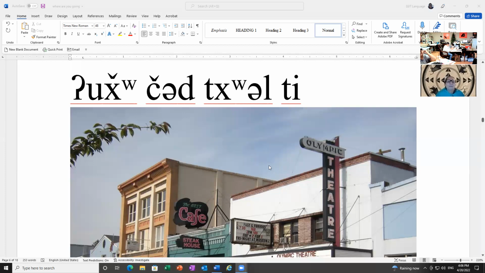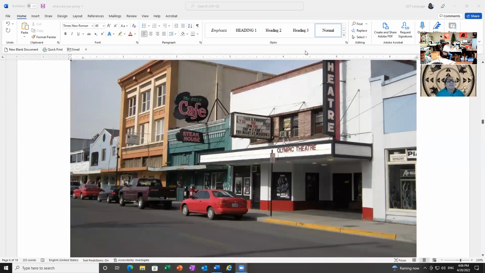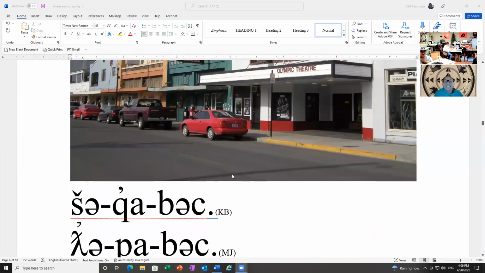Again, I won't pester you guys to say it correctly the entire time. You can say Uchadwalti, right? And this is downtown Arlington. I wanted to point out that this is the Olympic Theater, and this is what we consider downtown Arlington, which we consider up here at Soxhawtl down below.